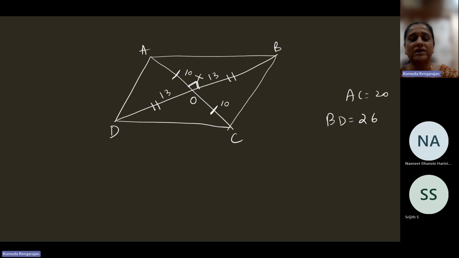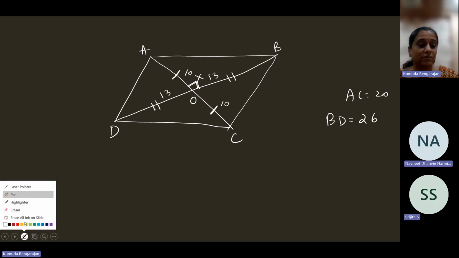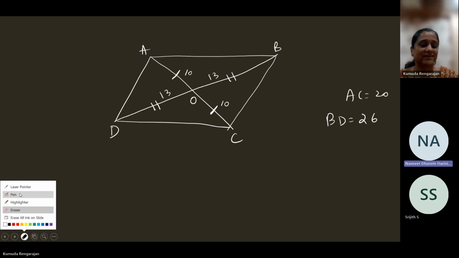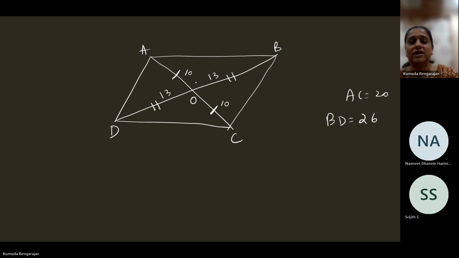So these are the questions related to diagonals. Are the diagonals equal? No, they are not equal. Do the diagonals meet at right angles? No, not in a parallelogram. In a kite they meet at right angles, but not in a parallelogram. So diagonals are not equal, they don't meet at right angles, but the diagonals bisect each other.